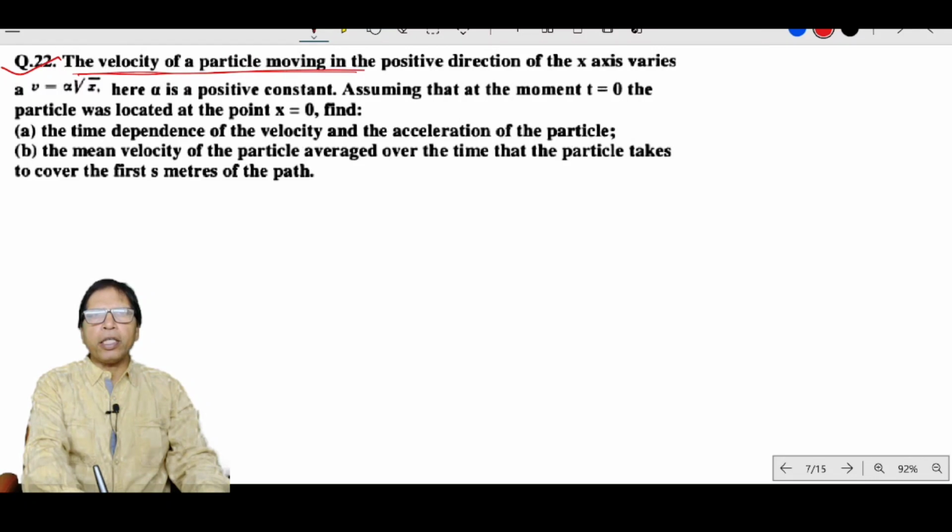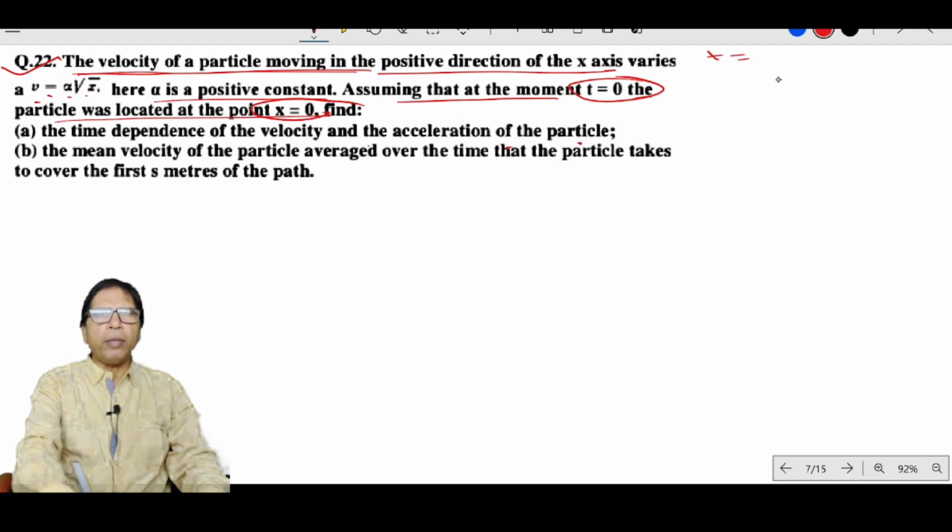The velocity of a particle moving in the positive direction of the x-axis varies as v equals alpha root under x. Here alpha is a positive constant. Assuming at the moment t equal to 0, the particle is located at x equals 0. So the boundary condition of the particle: when t equals 0, x is also 0. Find the time dependence of velocity and acceleration of the particle.